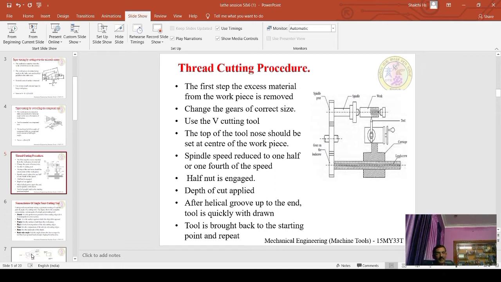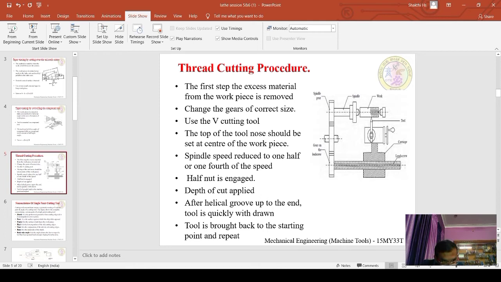A proper cutting tool, a V cutting tool, is selected. The next step: the top of the tool nose should be set at the center of the workpiece. The spindle speed is reduced to one half or one fourth of the speed. Next, the half nut is engaged, which carries the threads, and the depth of cut is applied perpendicular to that. After the helical groove is cut up to the end, the tool is quickly withdrawn. The tool is brought back to the starting point and the process is repeated.